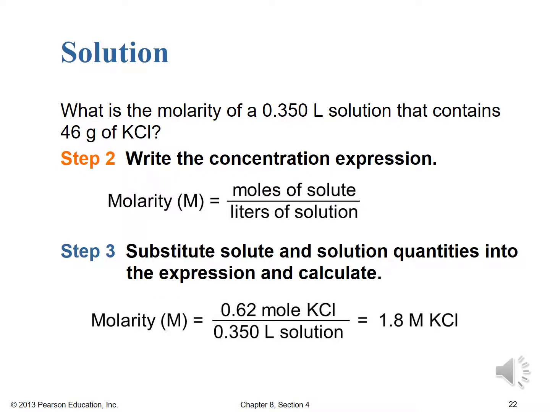Moving on to step 2, this is molarity. So our expression is molarity, big M, equals moles of solute per liters of solution. And now for step 3, since we did all the hard work in step 1, we can simply substitute in that mole value for the solute, 0.62 moles of KCl, divided by the solution volume, 0.350 liters. And as I mentioned, sometimes you'll see it in milliliters, but this time I was kind. And that equals an overall molarity of 1.8 molar KCl solution.